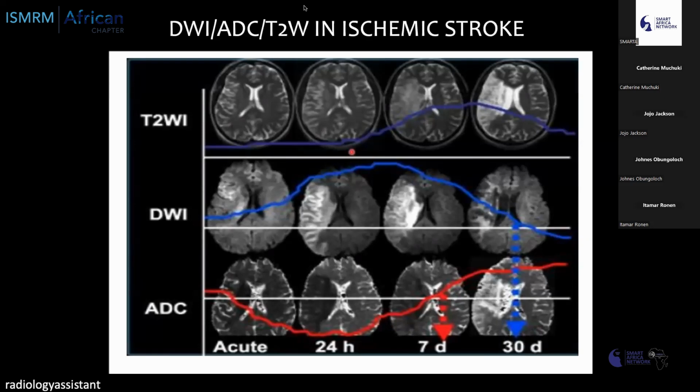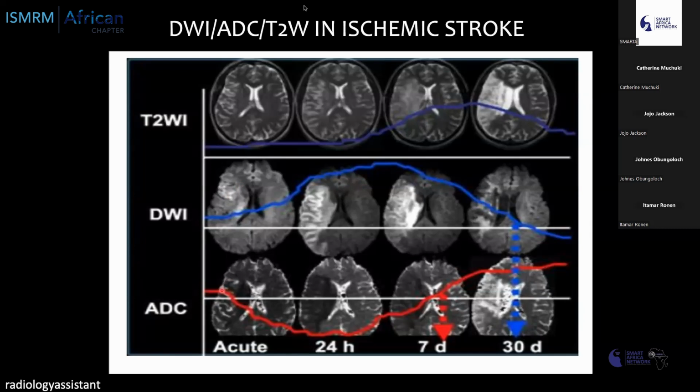Okay. There's the DWI, ADC, and T2 weighted image sequence in ischemic stroke, whereby after 24 hours, we start seeing or appreciating the abnormal signal changes within the infarcted areas. It tends to increase, and between 7 days to 30 days, it will peak and start becoming hypointense. The DWI very early on will show abnormal high signal changes and will peak after the 24 hours to 7 days and starts gradually becoming hypointense in the chronic phases.